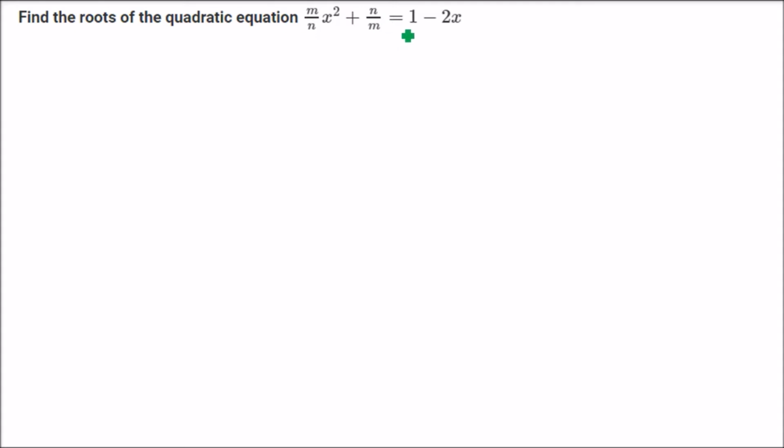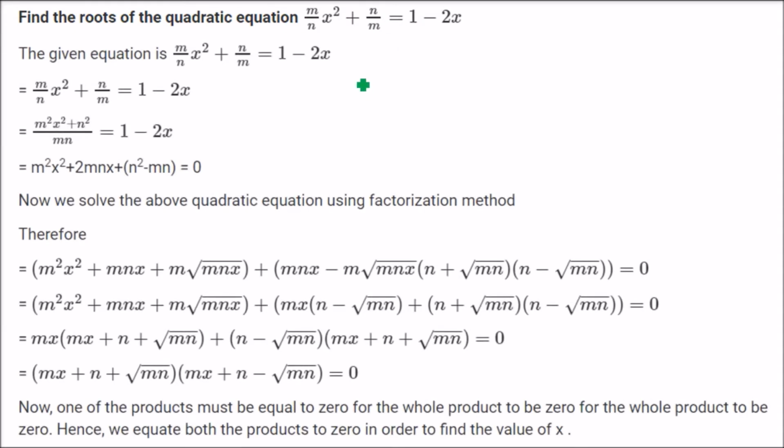Here, (m by n) x square plus (n by m) equal to 1 minus 2x. So what we are going to do here, the simplest thing, is multiply both sides by m into n. So m by n into mn x square plus n by m into mn equal to, this multiplied by mn is mn, and then 2mnx. This will give you m square x square. This will give you n square, and this is of course mn.